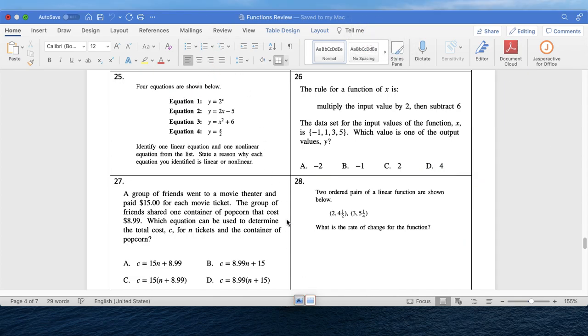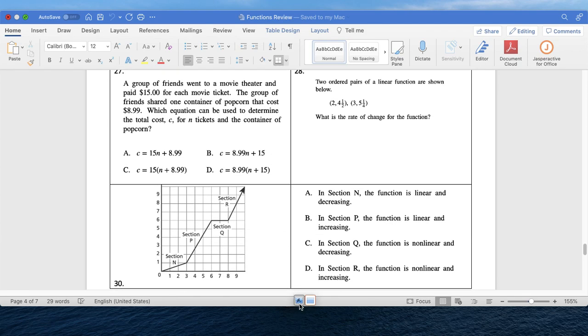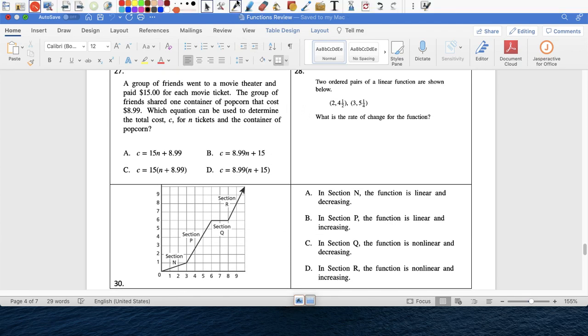27. A group of friends went to the movie. They paid $15 per movie. So right there is our slope. Instead of C, they're using y. So C represents the total, the output, right? So we know 15 is our slope. Our rate of change is 15x. I'm going to use x instead of n. And then plus, they all shared one popcorn.